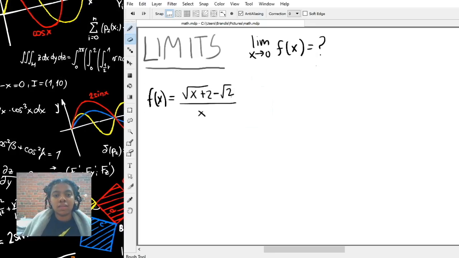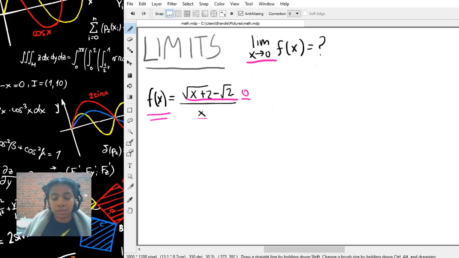All right. So this is another problem, and it's asking what the limit as x goes to 0 is for this equation. So we see, as x goes to 0, this is going to be 0, and this is going to be 0. So we have a 0 over 0 equation, which means we have to start factoring. And our goal whenever we're factoring is to cancel out the denominator, because that's really the problem with it.